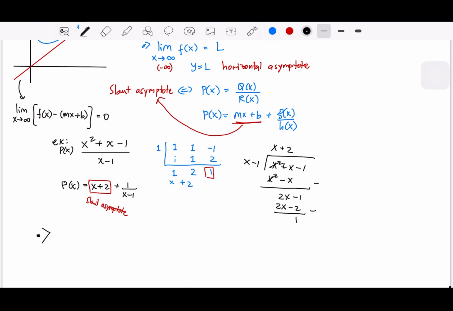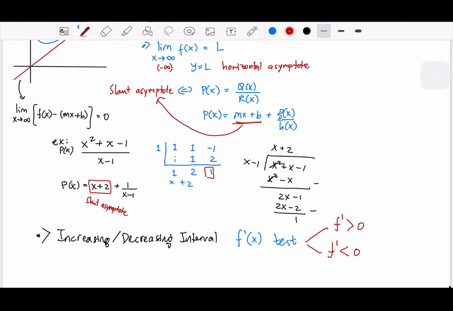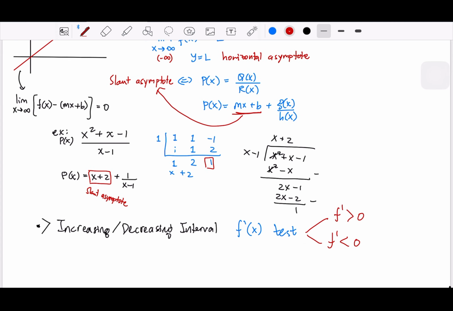After the asymptote, another thing that we already learned in the previous page is the increasing and decreasing intervals. This is related to the first derivative, right? So we have the f prime test: f prime positive and f prime negative. It is increasing when f prime is positive and decreasing when it is negative.